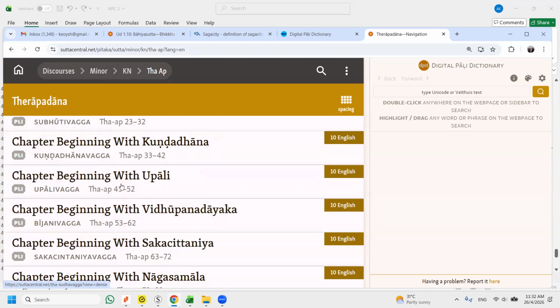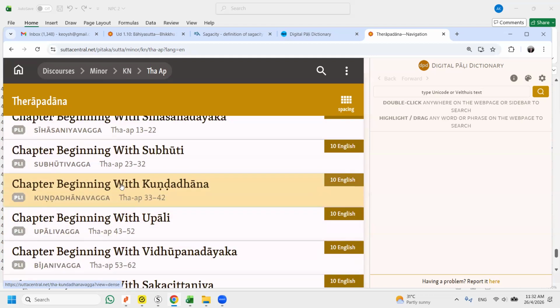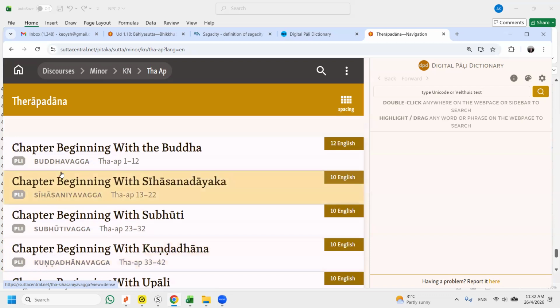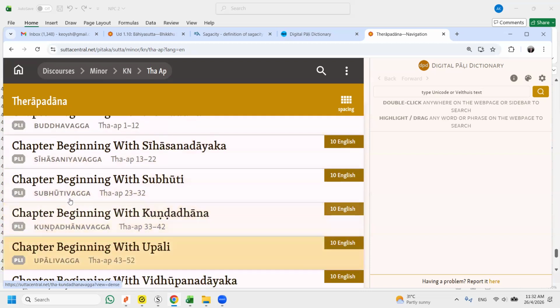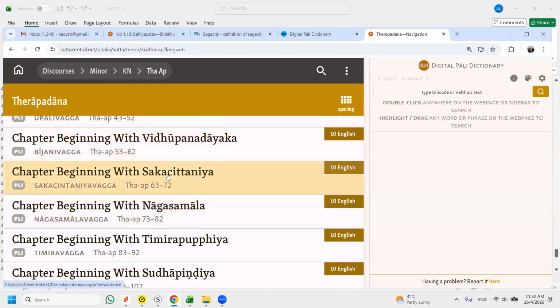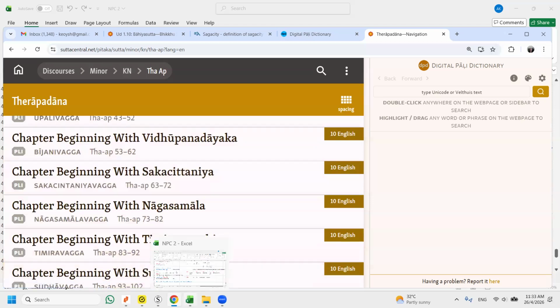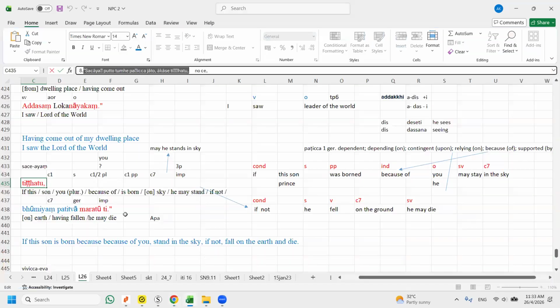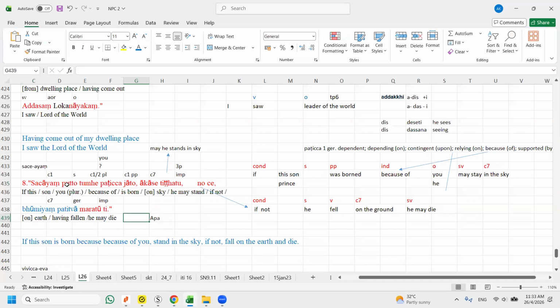There are too many of it. We cannot search, because unless we get the name like that, this one is Buddhavamsa. Can you see the name? We cannot find the name in Sutta Central. This one, like Upali, this one like Sakkatania, got name, then we can find. But that one we cannot find because we cannot track already.